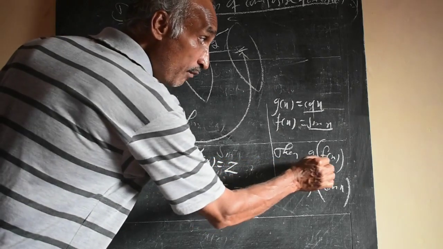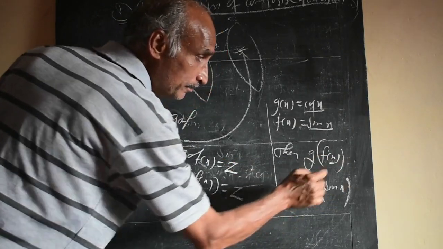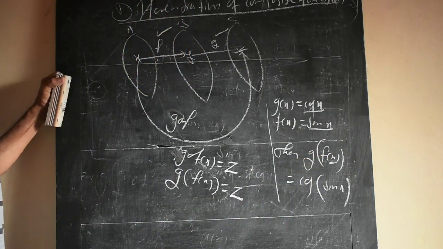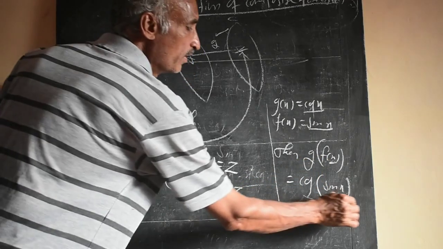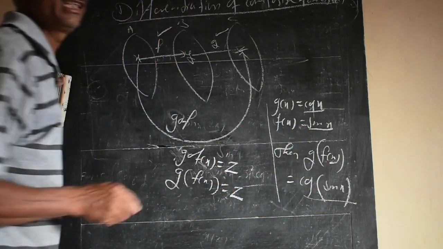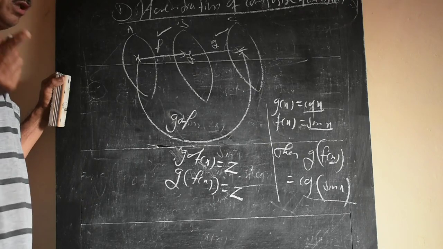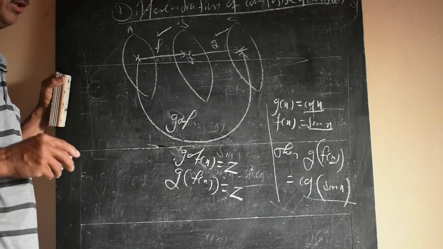But here, in g of f of x, only one x is there, but two rules are there, f and g, as in cos of sin x. Therefore, it is a composite function. Here, cos x sin x is there. Suppose it is cos x sin x, then it is two terms in the product formula. It is not a composite function.